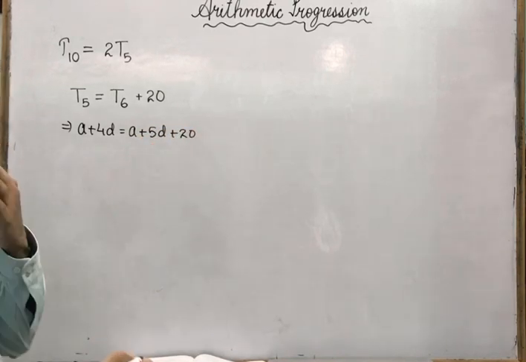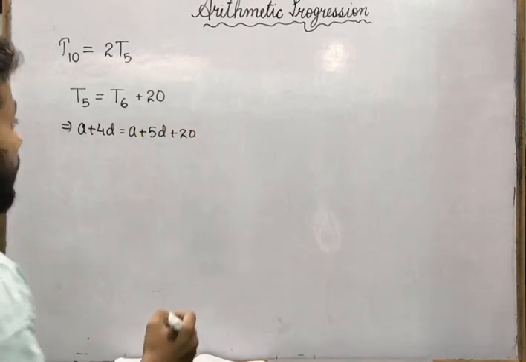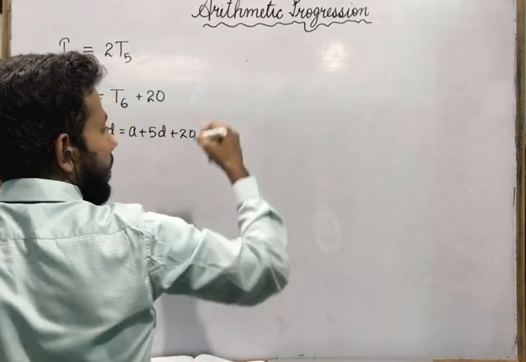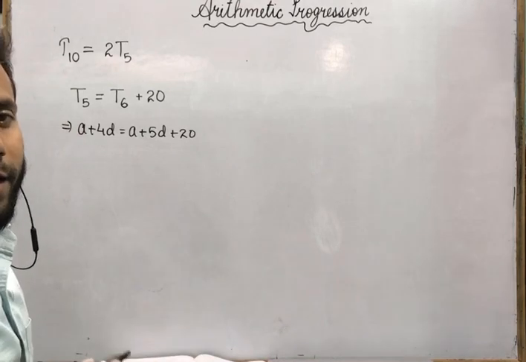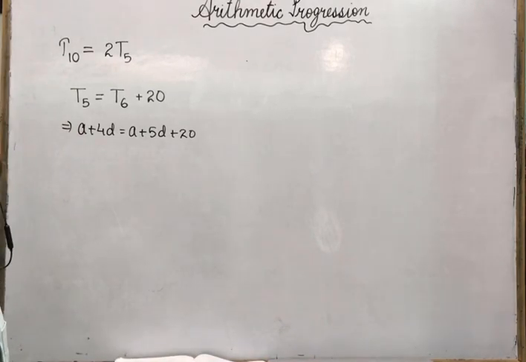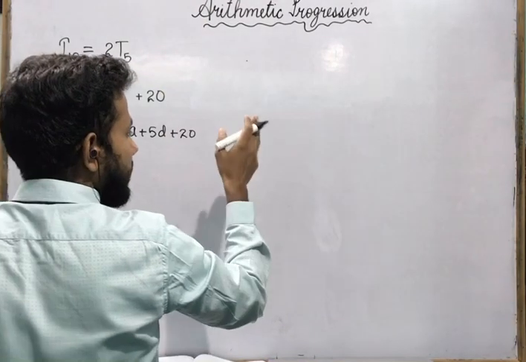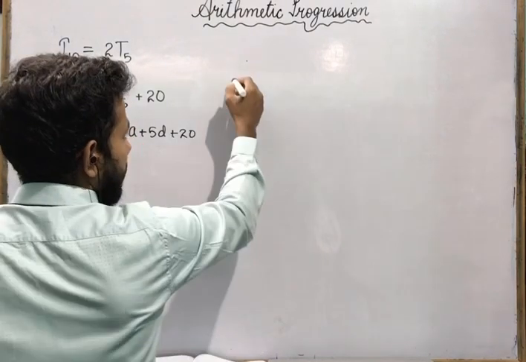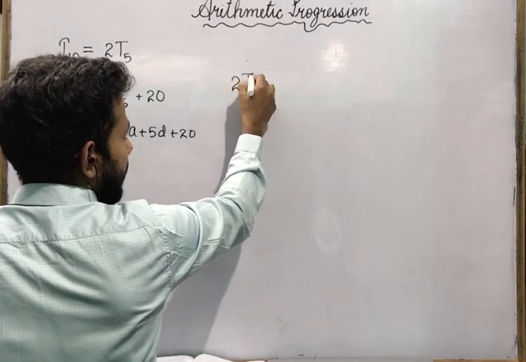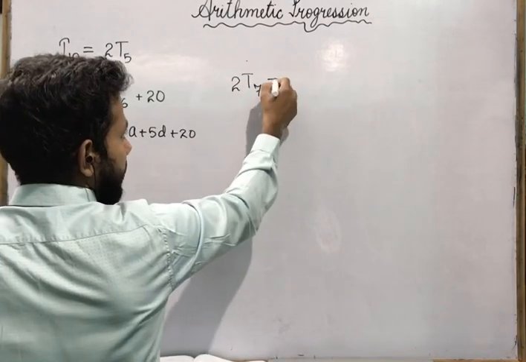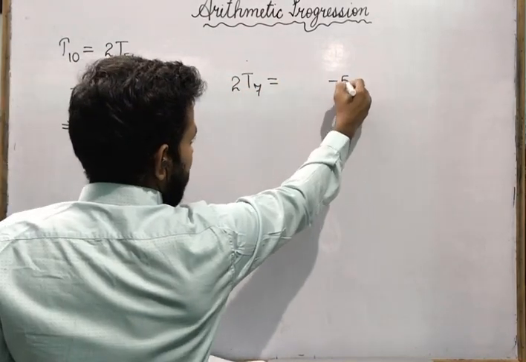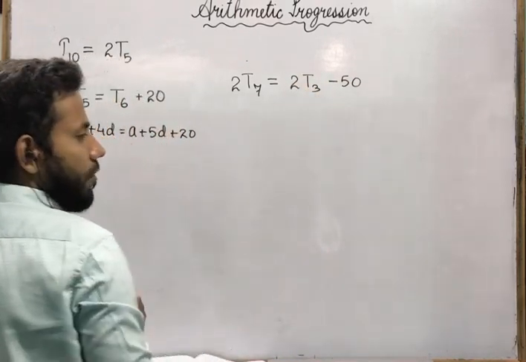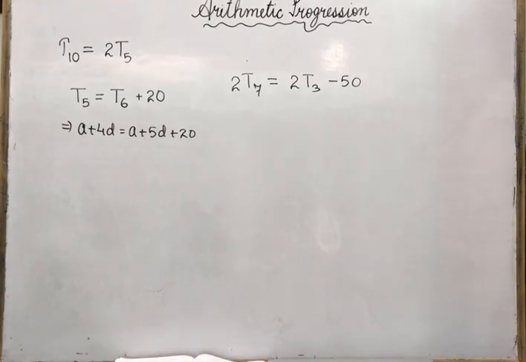Now let us take another example. If I say twice the 7th term is 50 less than twice the 3rd term. Listen, twice the 7th term is 50 less than twice the 3rd term. How will it be written? This is how it will be written. Any problem?